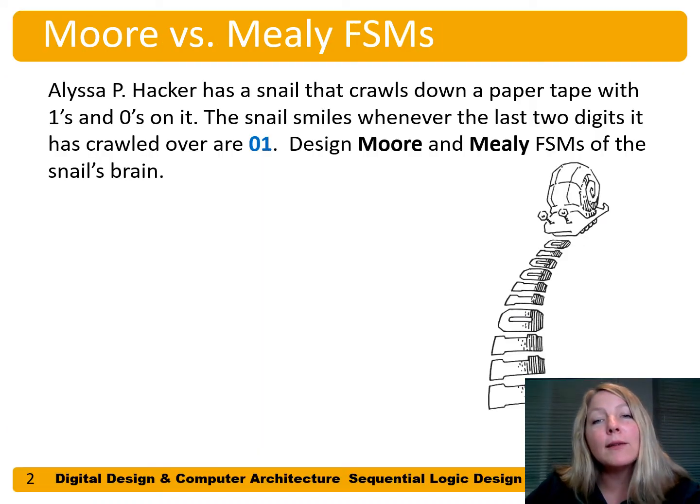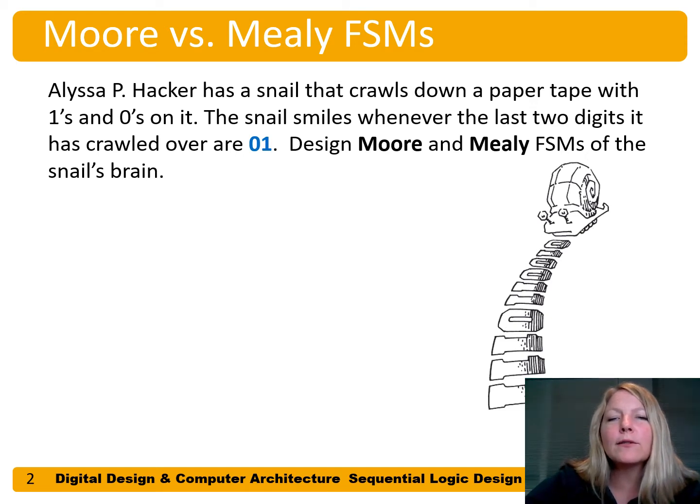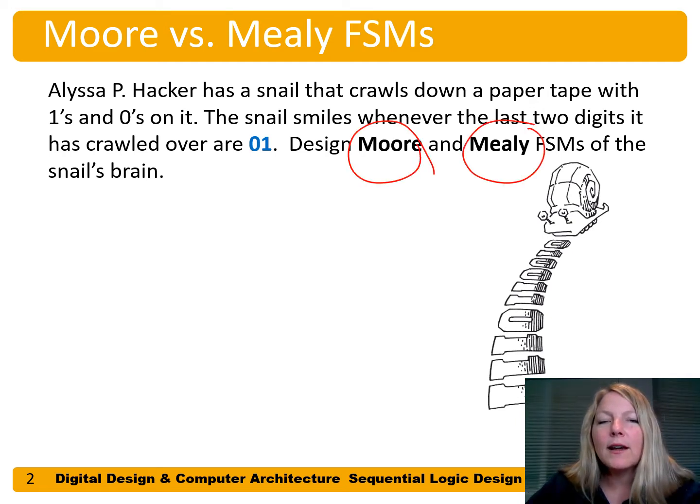So let's design a Mealy FSM and a Moore FSM to solve this problem. Alyssa P. Hacker has a snail that crawls down a paper tape with ones and zeros on it. The snail smiles whenever the last two digits it's crawled over are 0 and 1. So we're going to design both types. We've already designed Moore type FSMs, and we'll show the difference between Mealy and Moore FSMs. This ticker tape is essentially an input that is going to change from 0 to 1.